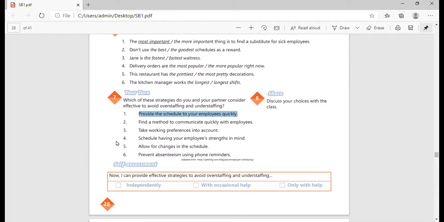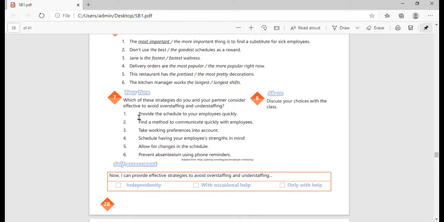Provide the schedule to your employees quickly. Thank you, Wendy. Number 2, someone else. Find a method to communicate quickly with employees. Okay. Sentence number 3, taking their working preferences into account. Very good. Number 4, someone else. Schedule having your employees' strengths in mind. Very good. Number 5. Allow for changes in the schedule. Very good. And the last one? Using phone reminders. Very good.